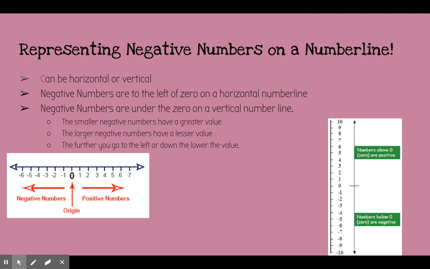As you move further away from zero to the left or down, although the number itself, the symbol, might be getting bigger, its value is decreasing.